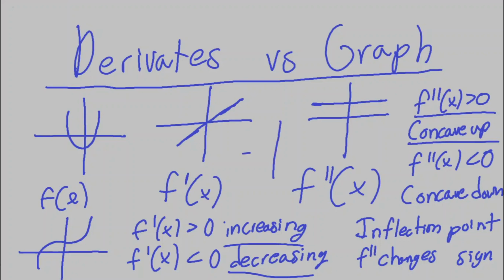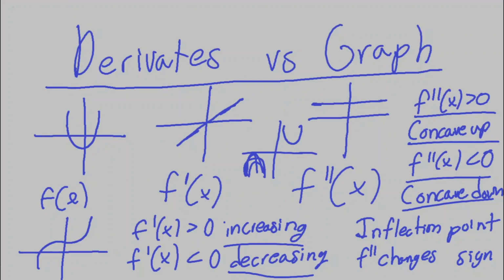Concave up means that the function is accelerating, and concave up looks something like this. Just think of a U. If it's curving towards the top, then it's concave up. And if f double prime is less than 0, then it's concave down. Concave down is just an upside down U or an N. It's pointing down, or concaving down.